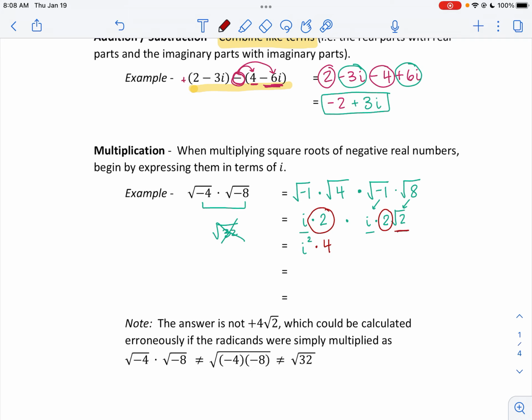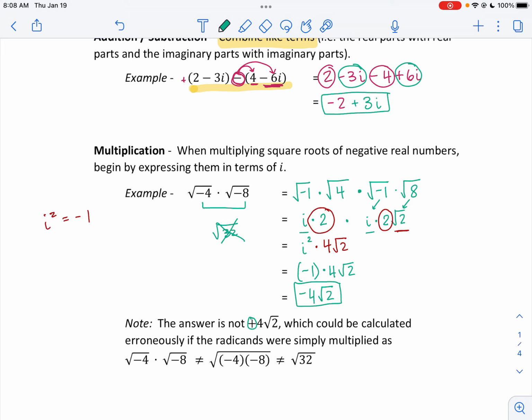and the rad2 remains as rad2, like so. So we know that i squared is equivalent to -1. So we would change that to -1 and then multiply it with 4 rad2. So when I do that, this is going to be -4 rad2. This is the correct answer.